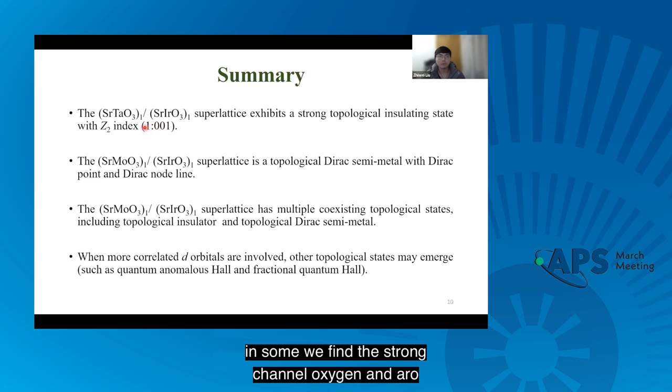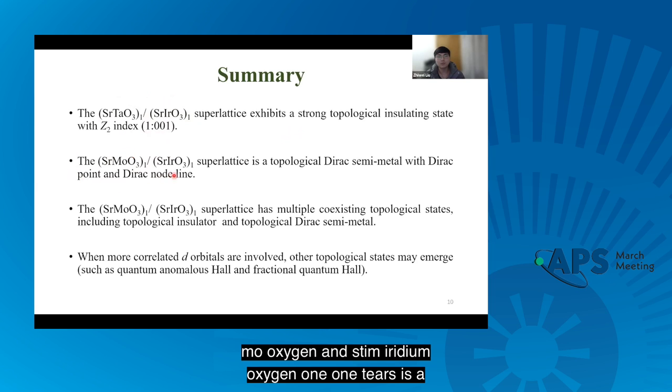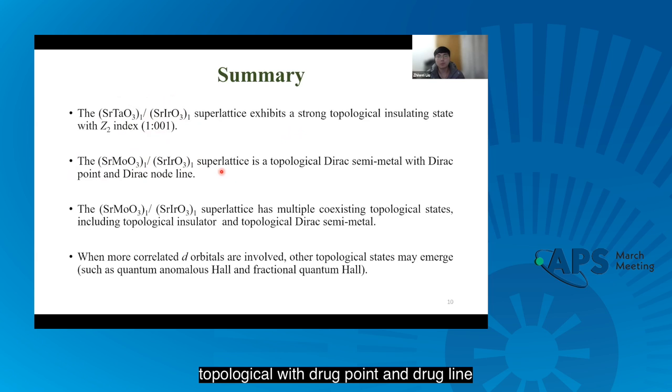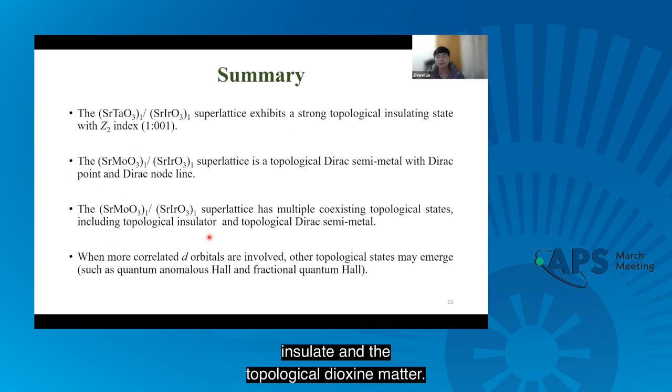In summary, we find the strontium tantalum oxygen and the strontium iridium oxygen 1:1 superlattice exhibits a strong topological insulating state with Z2 index 1, 0, 0, 1. The strontium molybdenum oxygen and strontium iridium oxygen 1:1 superlattice is a topological Dirac semimetal with Dirac points and Dirac nodal line. The strontium molybdenum oxygen and strontium iridium oxygen 1:1 superlattice has multiple coexisting topological states, including topological insulator and topological Dirac semimetal.